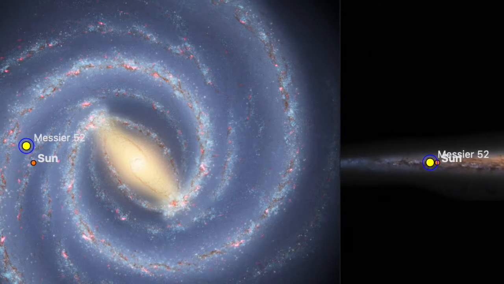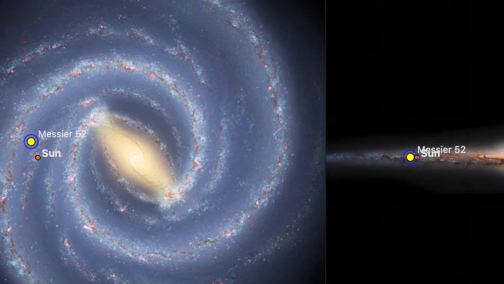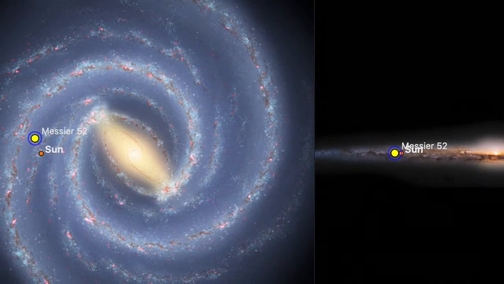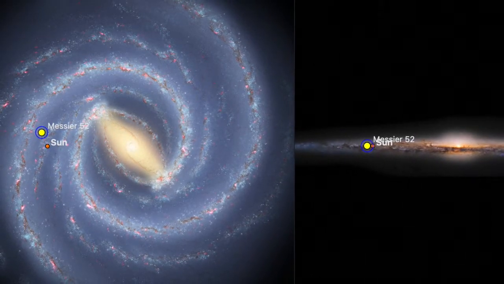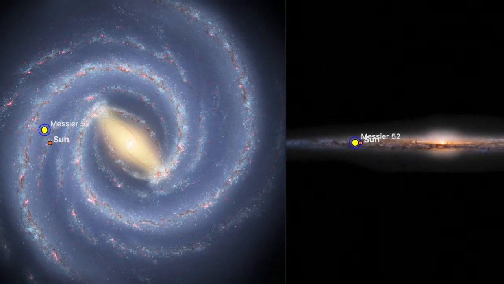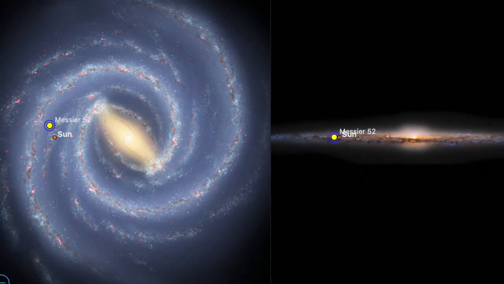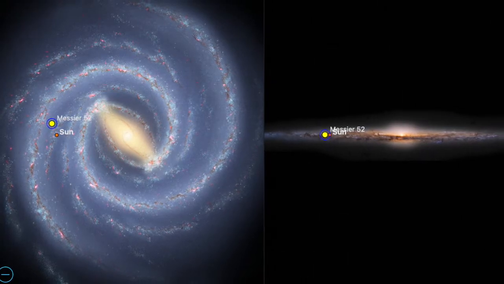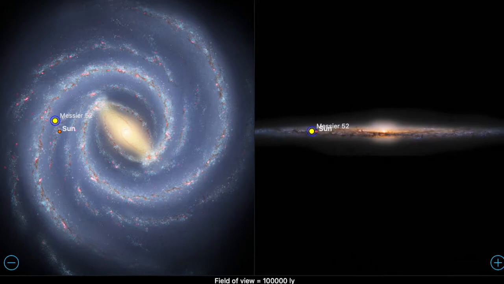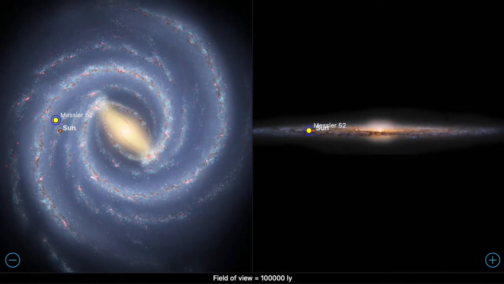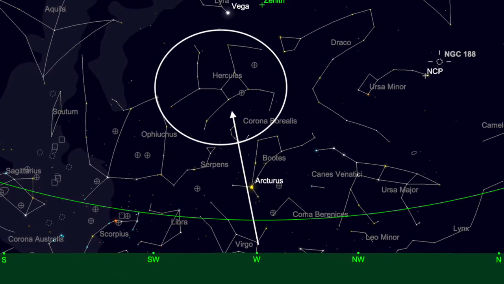Here, we see M52 from two different perspectives. You can see where M52 is in relation to our sun within the Milky Way. There are countless open clusters within our Milky Way that are made up of hundreds to a few thousand stars. Open clusters are young compared to the age of our galaxy and are always found within the disk of the galaxy. Let us turn our attention to globular clusters.